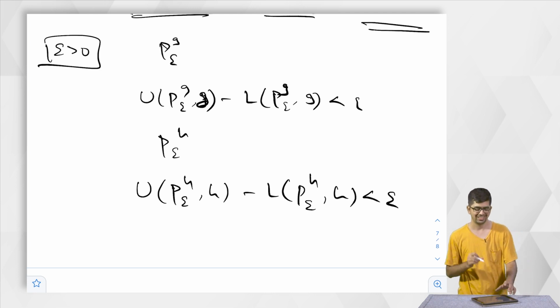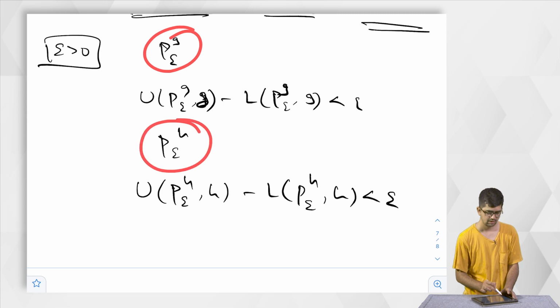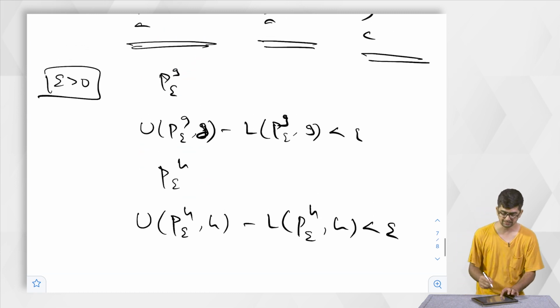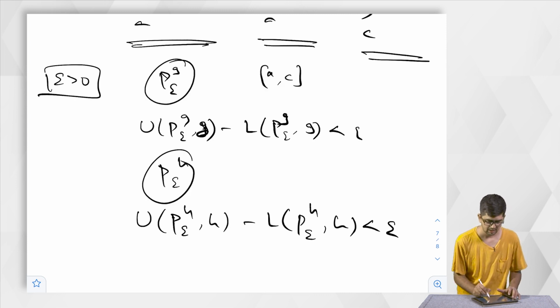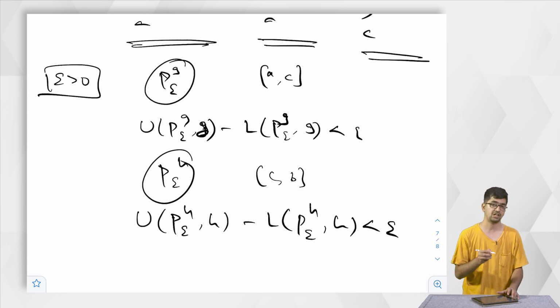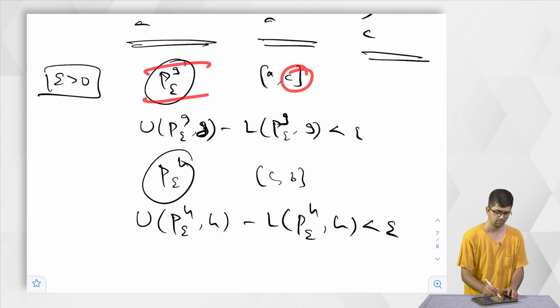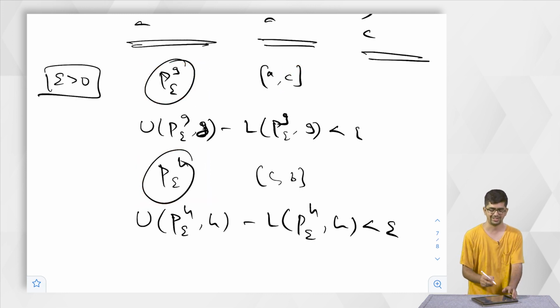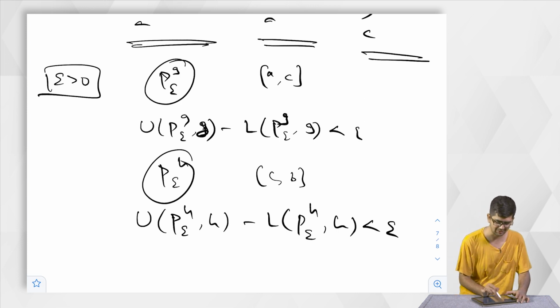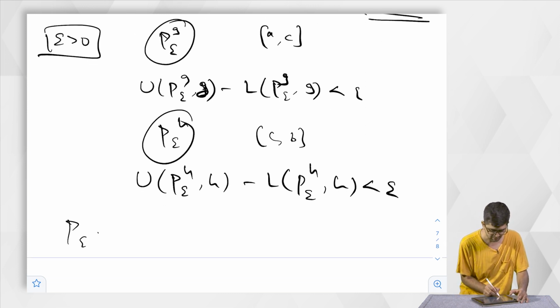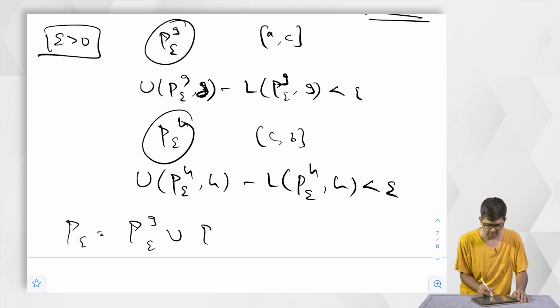Now what? These two partitions give a partition of a comma b, because what are these? These are elements of a comma c and these are elements of c comma b, and both of them will have one point in common, c. So these two subsets, we are taking the union and removing one c. That's how you take a union, right? There is some common point, you will not take it twice, you will take it only once. So P epsilon is simply the union of P epsilon g and P epsilon h.